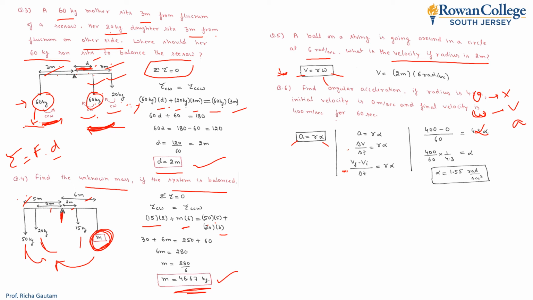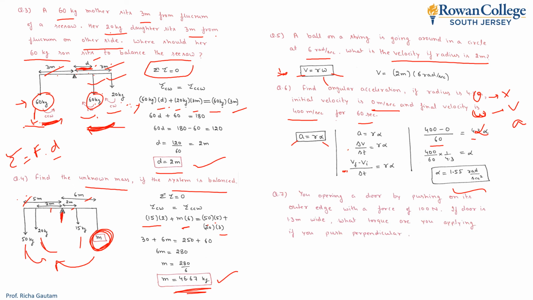So when we plug in the numbers, your final velocity is 400, initial velocity is 0, your radius is 4.3, your time is 60 seconds. So you will get alpha equals 1.55 radians per second square.